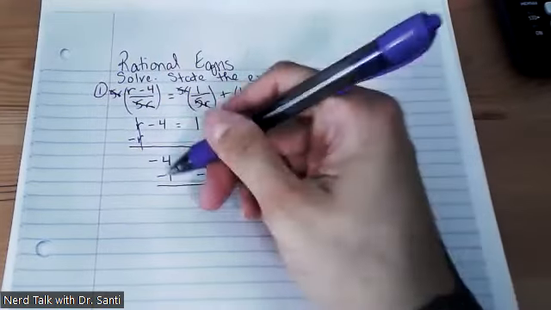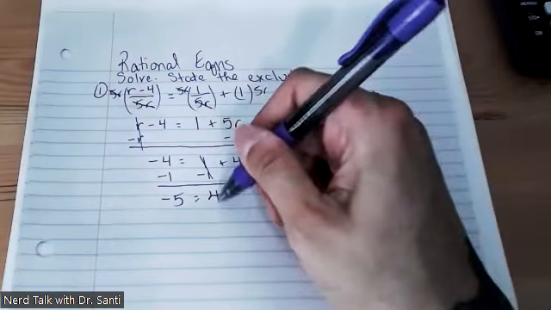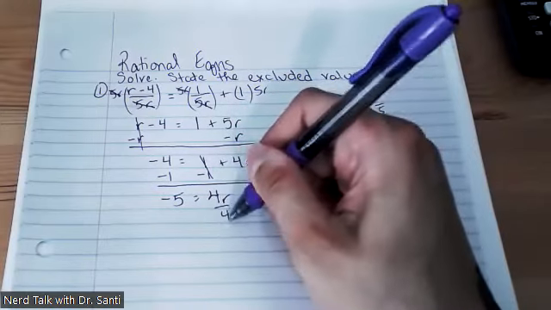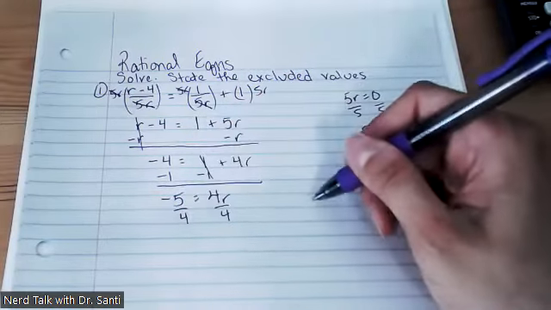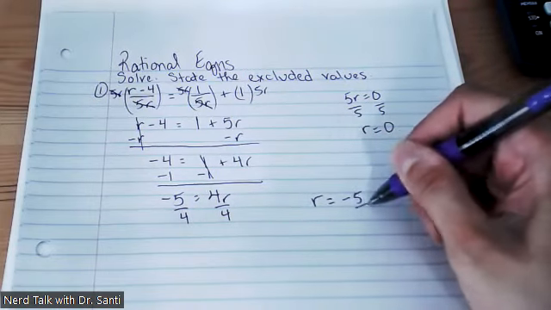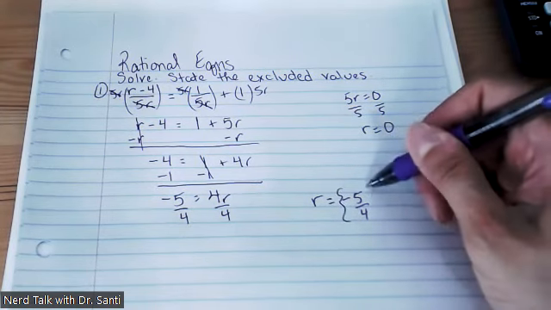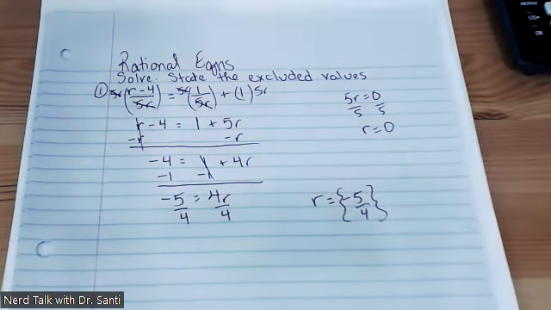Notice that that'll leave me with a -5 is equal to, our terms cancel, is equal to 4r. We divide by 4 on both sides, and we see that the value of r will be -5/4. So you can represent your answer as a value within a set. So r is equal to -5/4. Let's take a look at another problem.